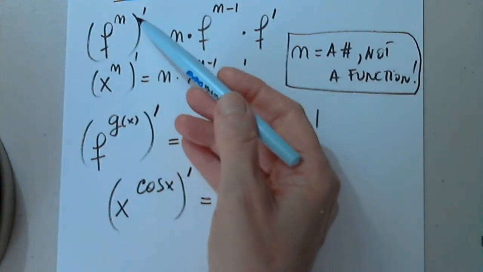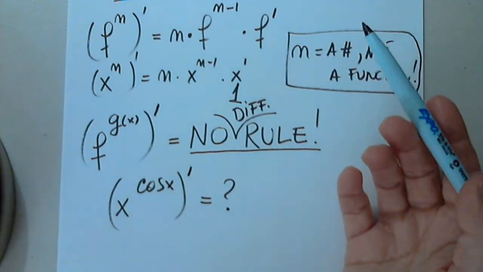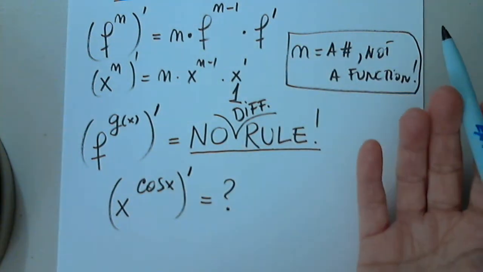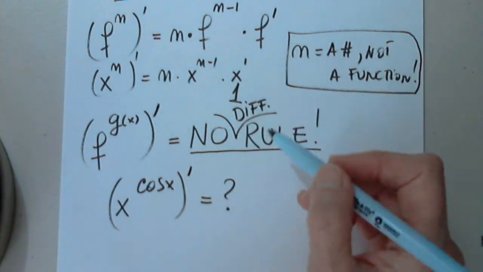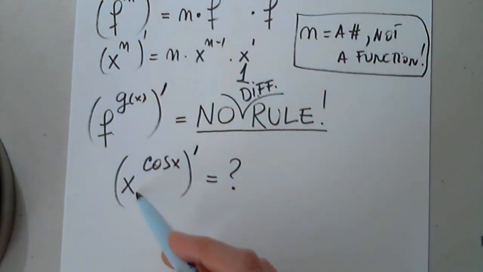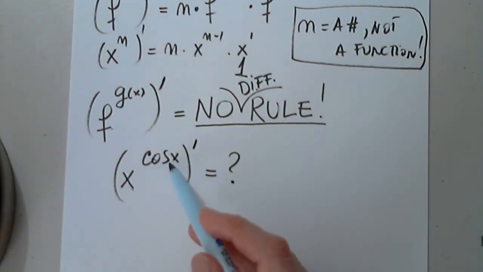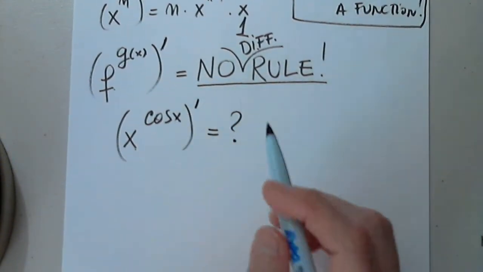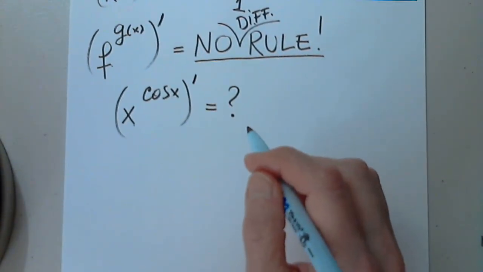This is a differentiation rule. It's called the power rule. We have the product rule. We have the quotient rule. We have the chain rule. We do not have a differentiation rule for a function raised to another function, like this one. This is a function raised to another function. So what we're going to do are the following steps.